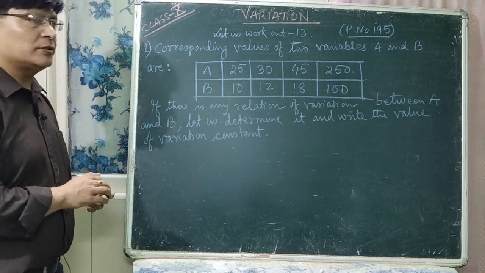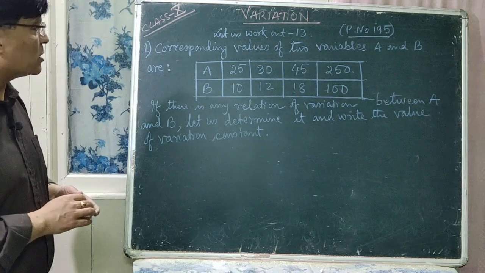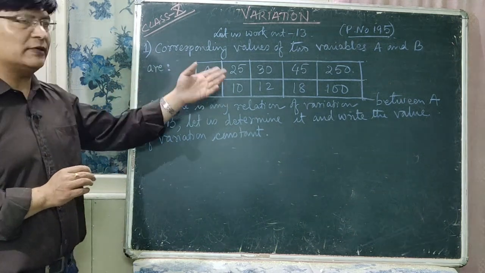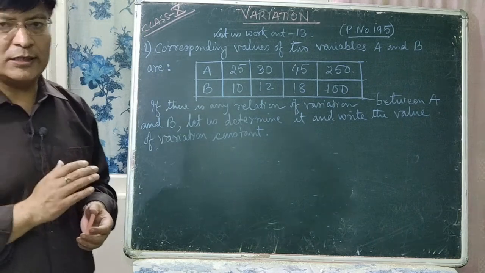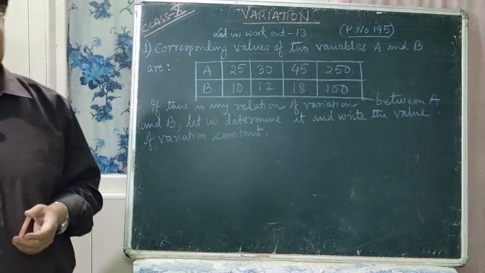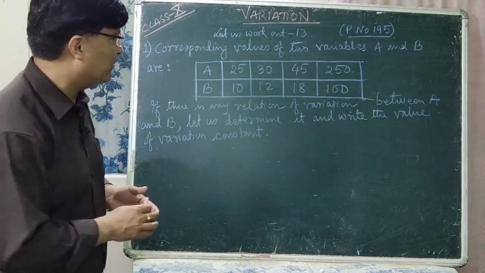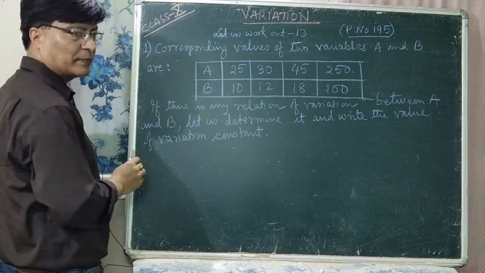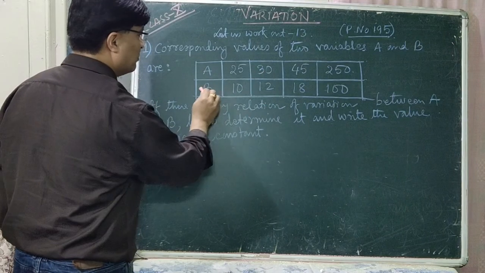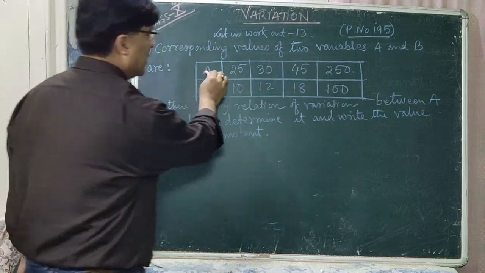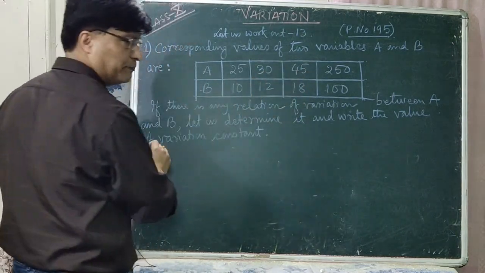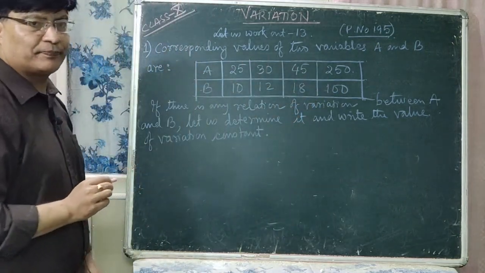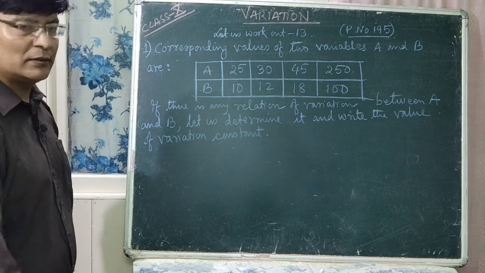The question number 1 is: corresponding values of the two variables capital A and capital B are given here in the table. So in this case, the two variables are taken as capital A and capital B. When A is equal to 25, B is equal to 10. When A is equal to 30, B is equal to 12. When A is equal to 45, B is equal to 18. When A is equal to 50, B is equal to 100. Okay, this is the given table.